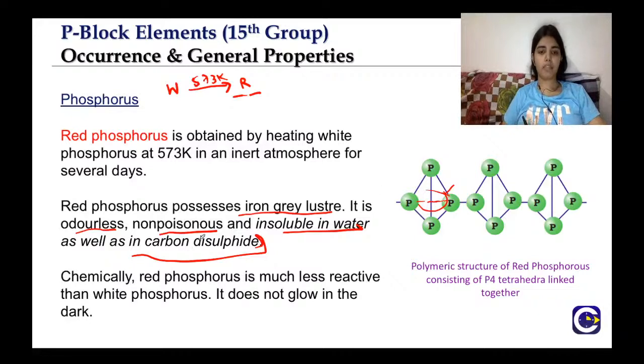Chemically, red phosphorus is very much less reactive as compared to white phosphorus, and also it is not chemiluminescent, that means it does not glow in dark. So allotropes are also very important from the examination point of view, especially for phosphorus and for carbon.